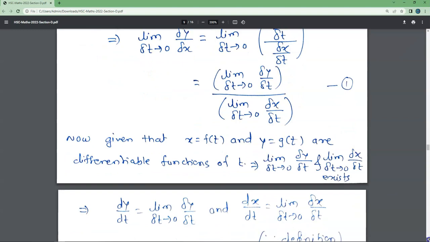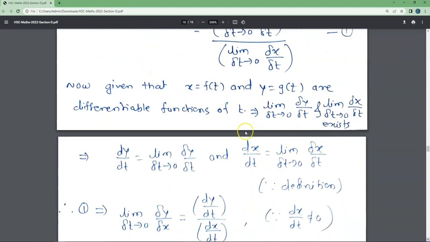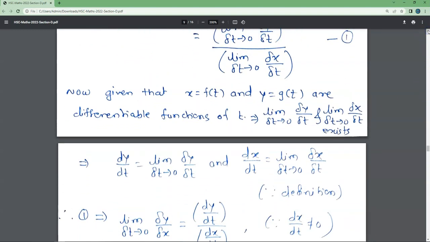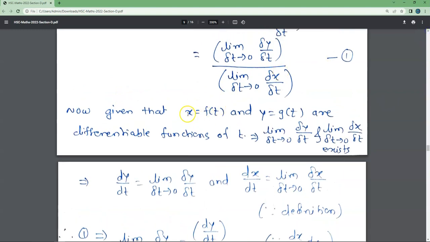आता बघा आपल्याला त्यांनी दिलंय, what is given, it is given that, x is a function of t, y is another function of t and are differential functions of t, right.